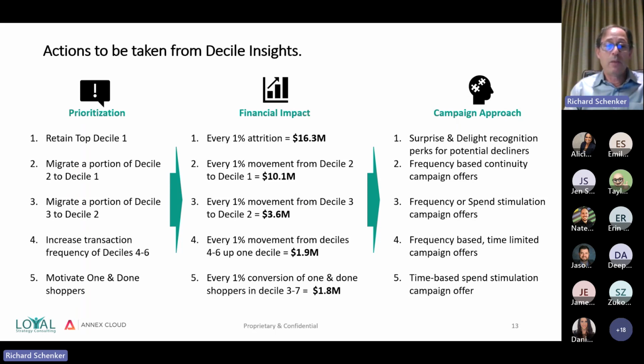And then similarly with the increased transaction frequency of decile 4 to decile 6, maybe it's a frequency-based or time-limited campaign to try to move them up those cells. And last but not least, those one and dones that we talked about, decile 3 to 7. Maybe it's a time-based spend stimulation campaign offer to get them to make a second transaction with the brand.